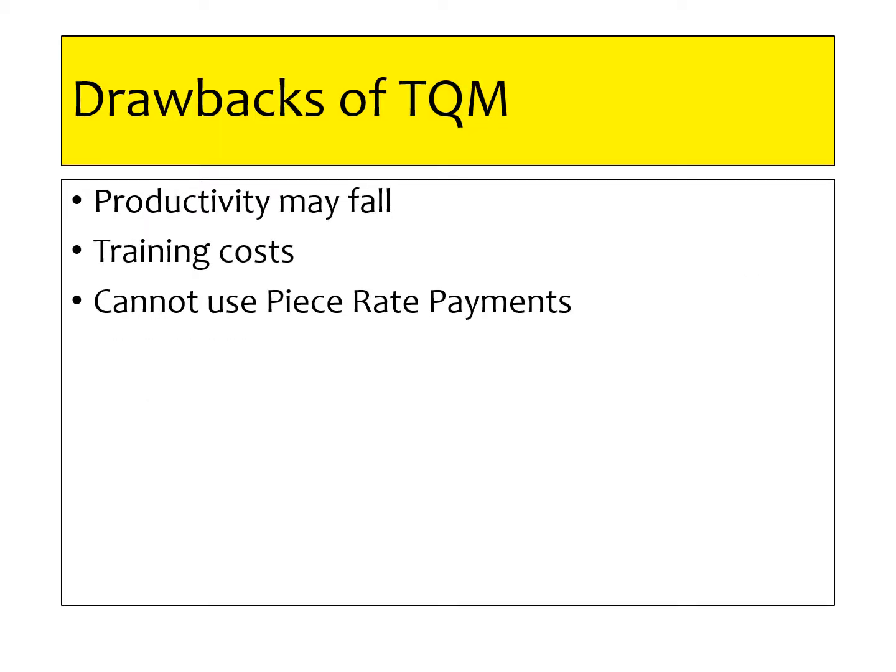However, productivity may fall. If you're constantly checking again and again the quality of a product, it may waste a lot of time. Employees also need to be trained for this, and you cannot use piece rate payments, as piece rate payments are paying employees by the hour, depending on how much work they do. So it would be very difficult to do this if total quality management is included as well.